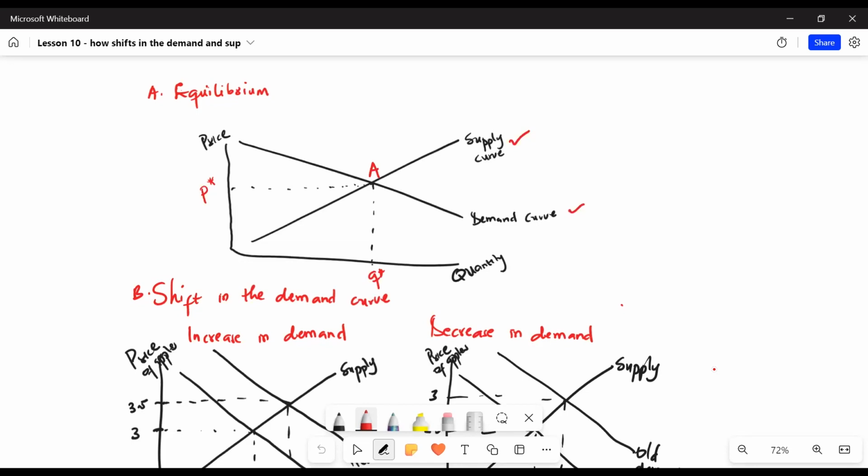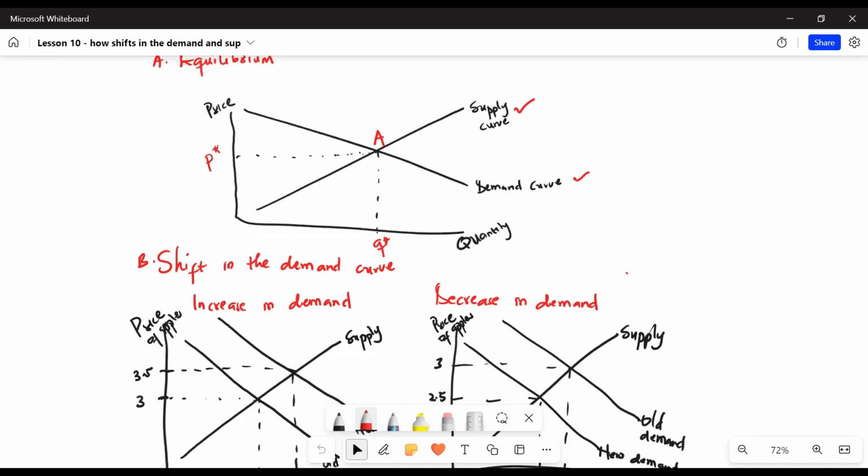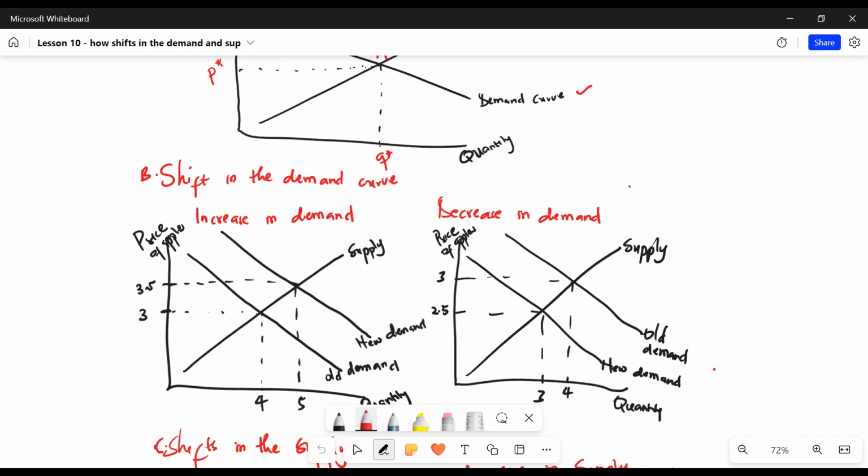Now remember that the demand curve summarizes people's current buying plans, but if those plans shift, then so would the market demand curve. So let's first look at what happens to equilibrium price and quantity when there is a shift in the demand curve. The question we are asking here is, how does market equilibrium change when demand shifts? Before we answer that question, let's highlight some factors that cause a shift in the demand curve.